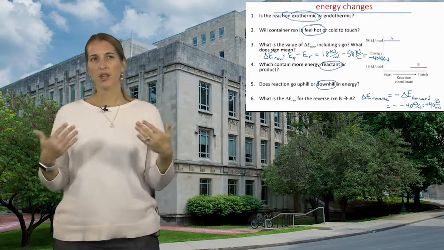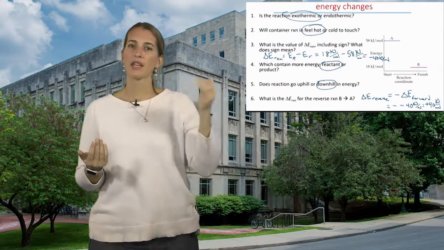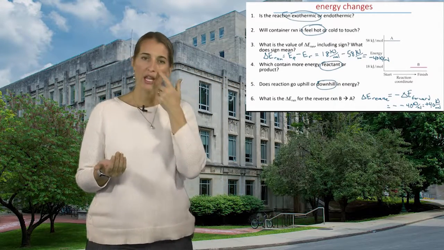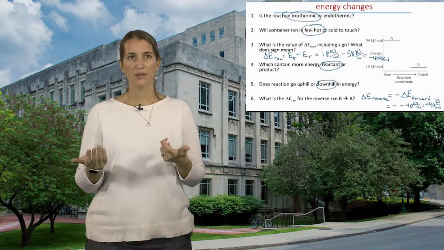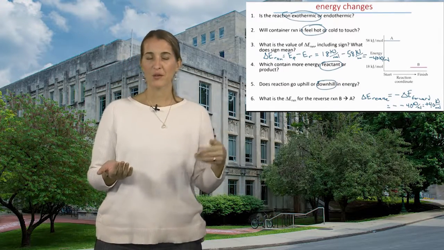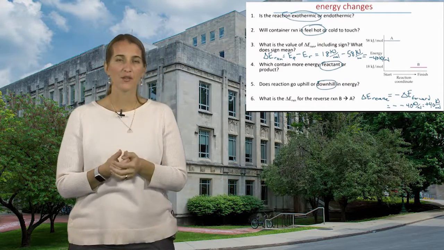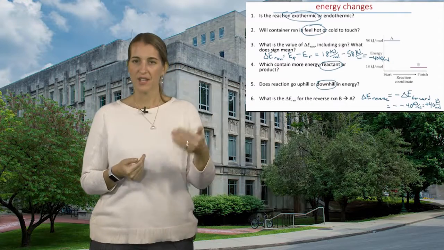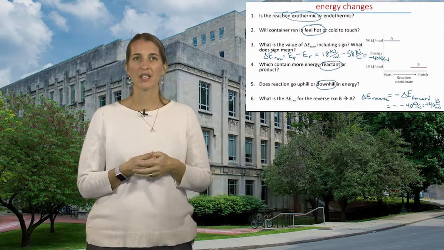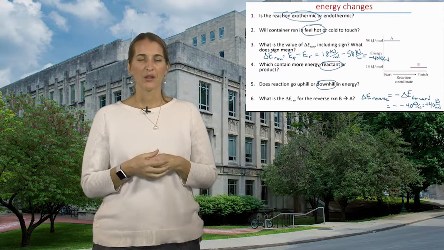And then here's an important thing. If you were going to take the opposite reaction, the reverse, this is going from A to B, but let's say we wanted to go from B to A, what would the change in energy be for that reaction? The energy change for the reverse would just be the negative of the change in energy for the forward. Since our forward was negative 40, the reverse would be a positive 40 kilojoules. So it's just opposite in sign to get the change in energy for the reverse.